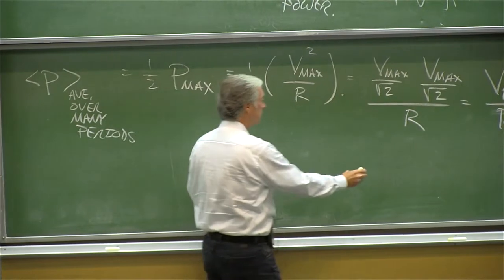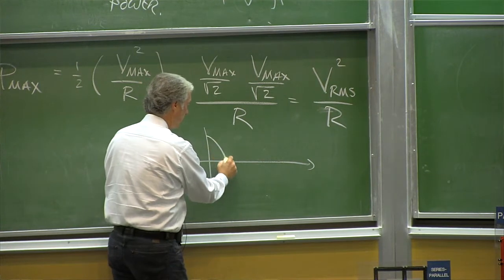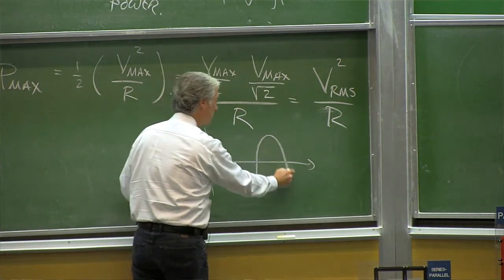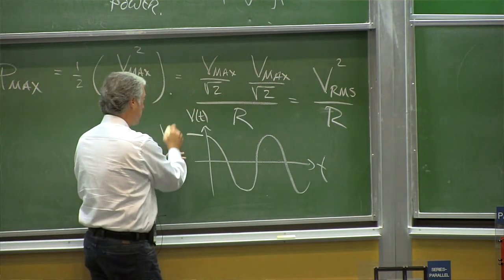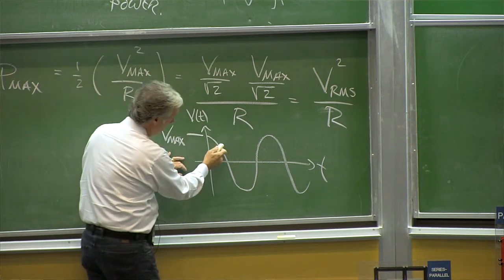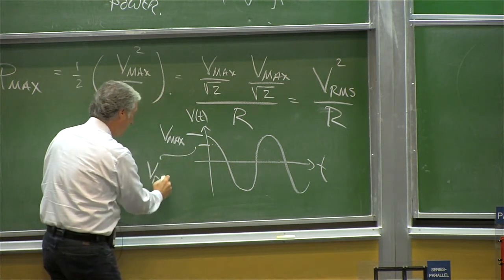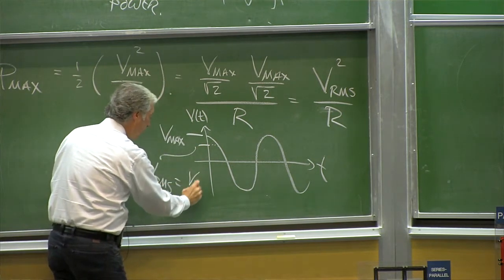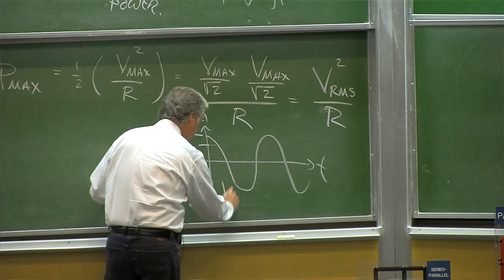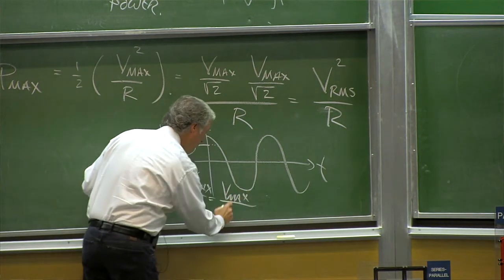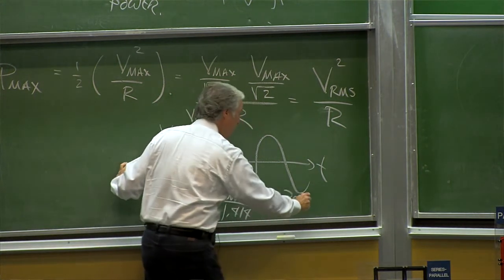So the RMS voltage, let's take a look here, get ourselves a little understanding. Here's the voltage again, going like this, versus time. There's V max, and V RMS is V max over square root of 2, which is V max over 1.414, which is about 0.707 V max.